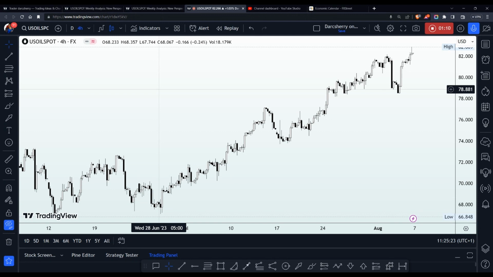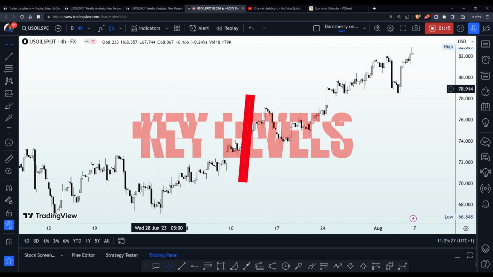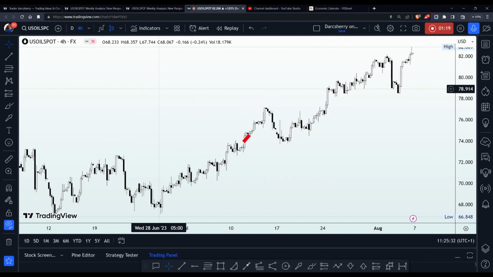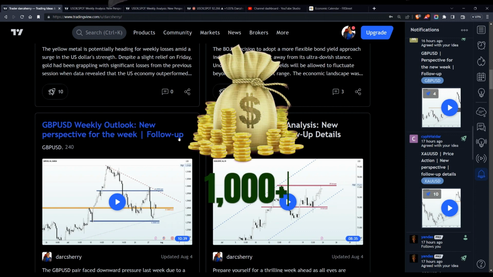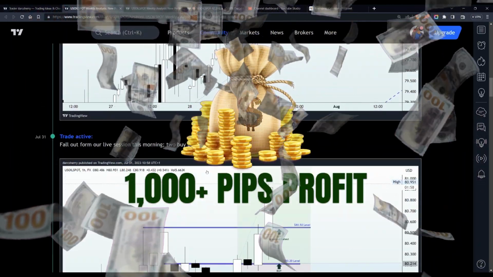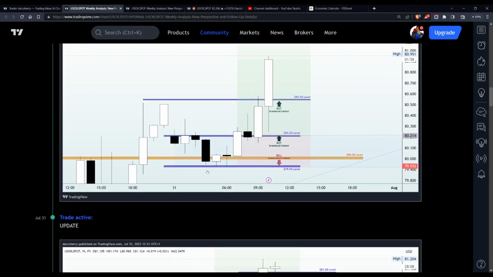And of course, we will be using simple parameters such as trend lines, key levels, and chart patterns to gain valuable insight into the current US oil market. Well, last week's trading setup provided fantastic opportunities with approximately over 1,000 pips in profit as we took advantage of both buying and selling opportunities.